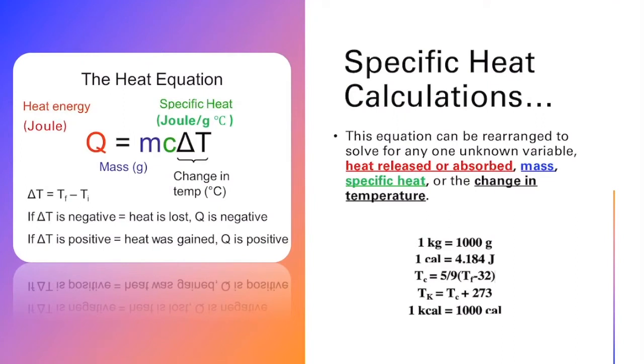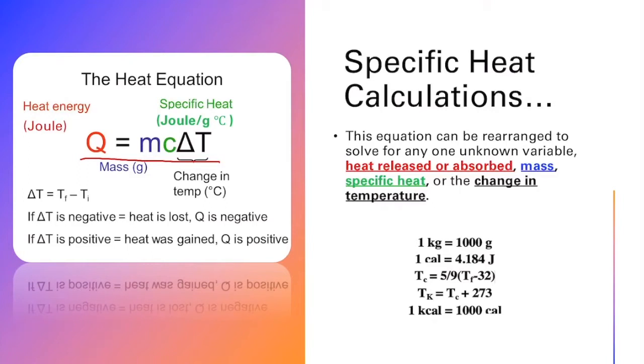All right, so now we're going to talk about specific heat calculations. When we do these calculations, we're going to be using this equation over here. Q equals mass times the specific heat times the change in temperature. In this particular problem, Q represents an amount of heat energy, and we measure heat energy with a unit called the joule. Okay, and then mass in this calculation will always be in units of grams. And our specific heat, which is C, is going to have units of joules per gram degrees Celsius. So joules over grams and degrees Celsius.